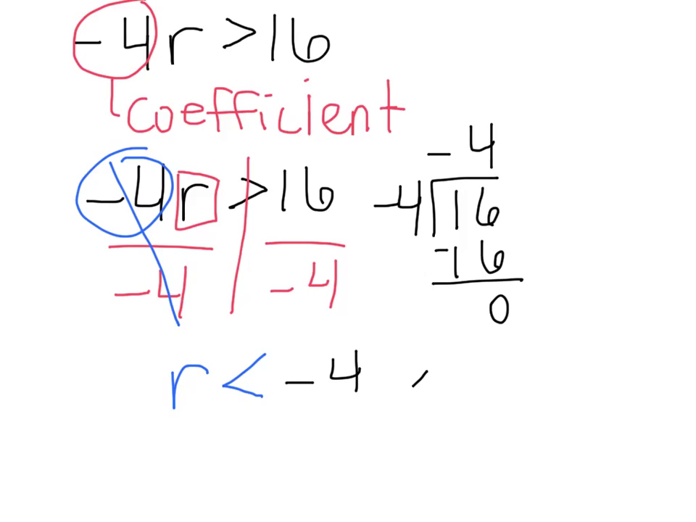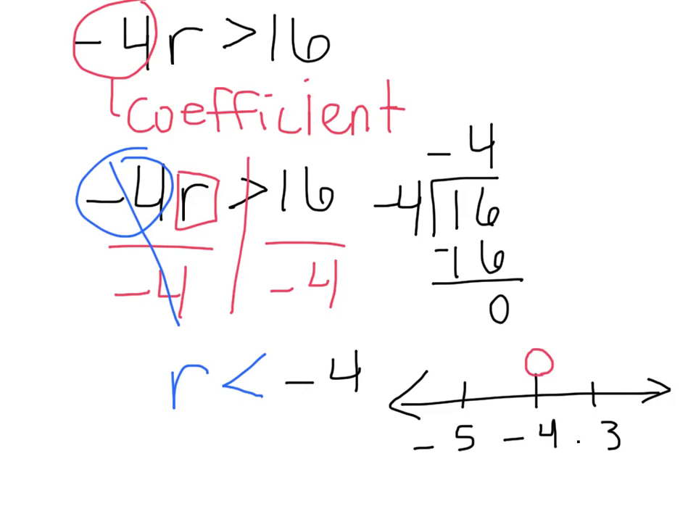To graph that on a number line, you could make a number line very simply. I always start off with the number I'm trying to graph in the middle, and I have negative 4. On this side, we would have negative 3. On this side, we would have negative 5. Because this is a less than symbol, at negative 4 we are going to have an open circle, and less than means go to the left.